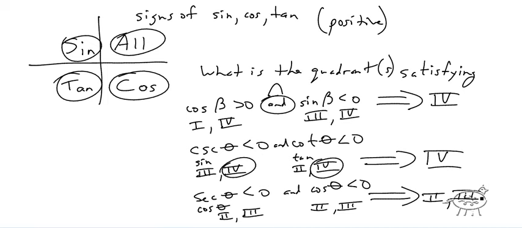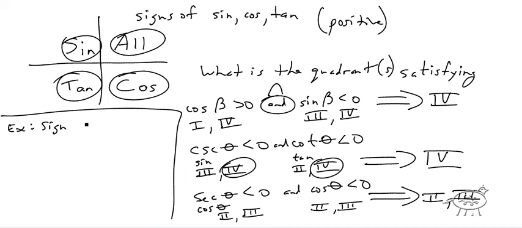So just a real quick question here. What is the sign of the following? Cosine of 120 degrees. Well, isn't 120 degrees somewhere between 90 and 180? So isn't it somewhere in this area over here that's 120 degrees? Well, cosine is negative there, isn't it? So that's it.